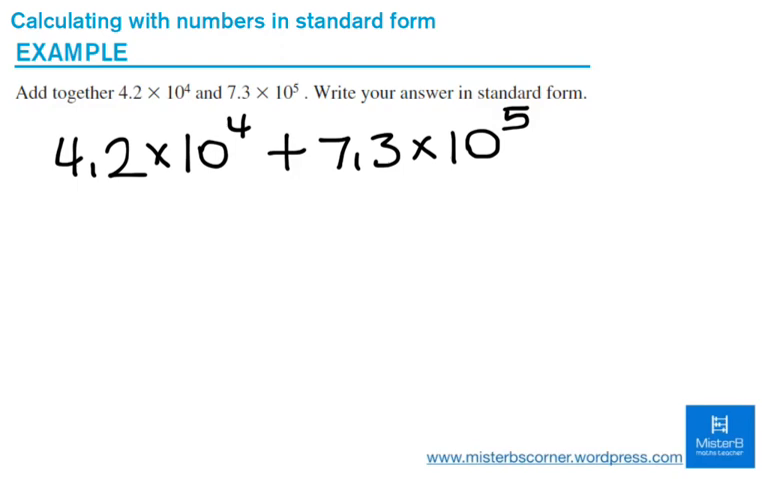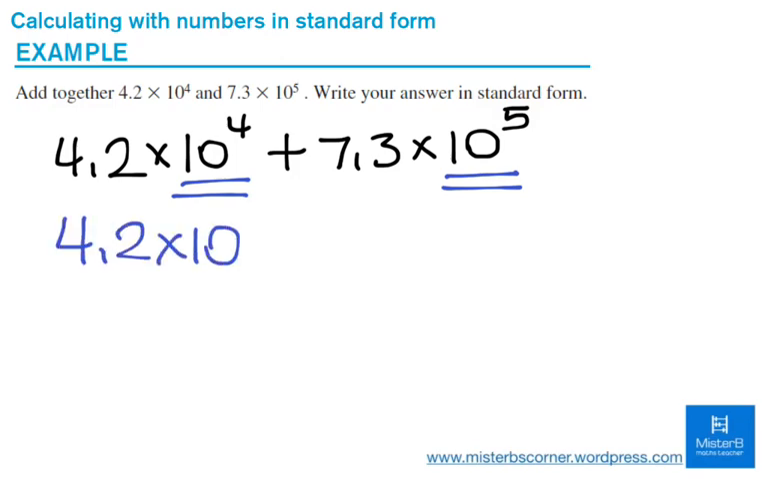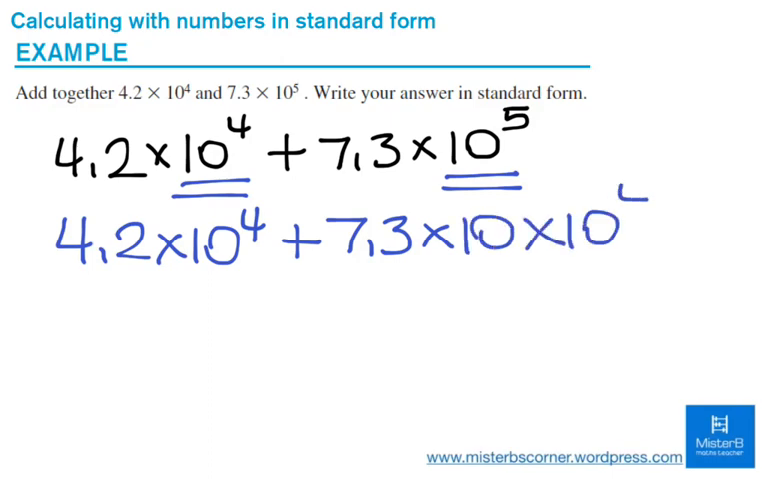Now, this is somewhat the same with fractions. Remember, in fractions you have to equate the denominators. Here, in standard form, you have to have the same power of 10 so that you can do additions. So I'm going to rewrite this as 4.2 times 10 to the power of 4. I don't do anything for the first one, but here I'm going to write this as 7.3 times 10 times 10 to the power of 4.